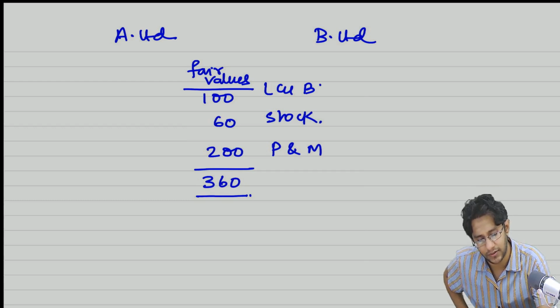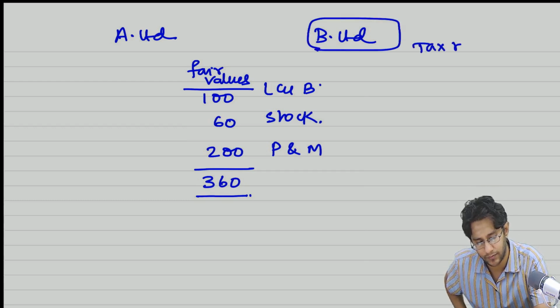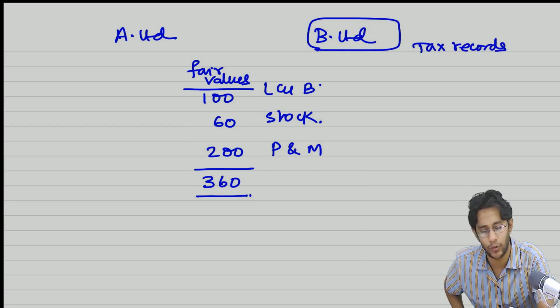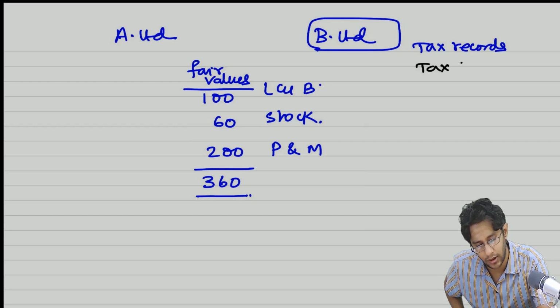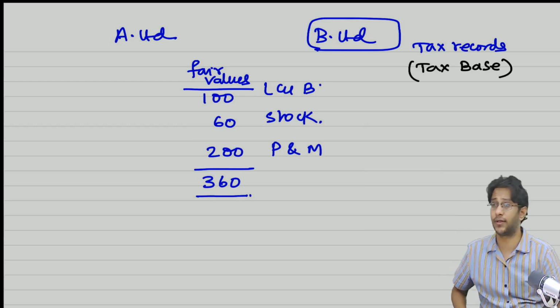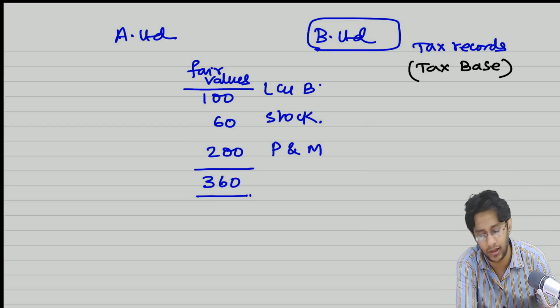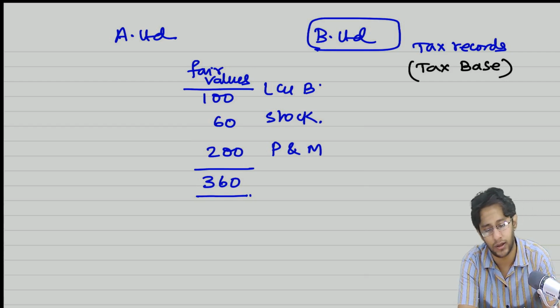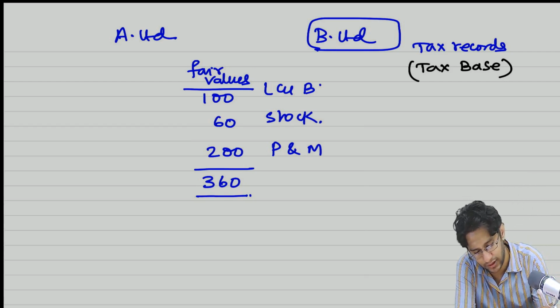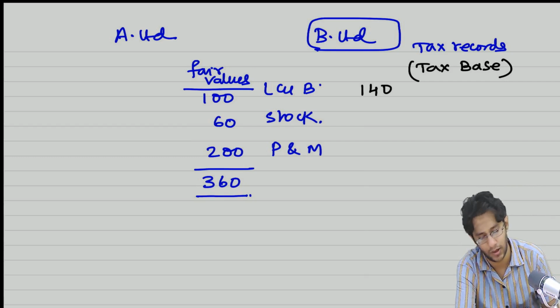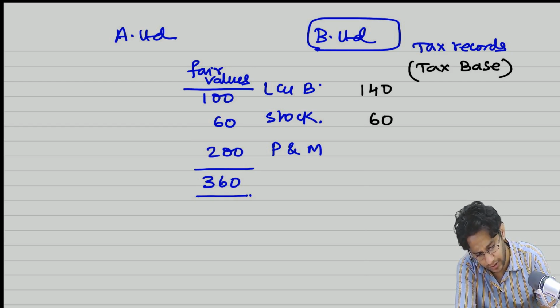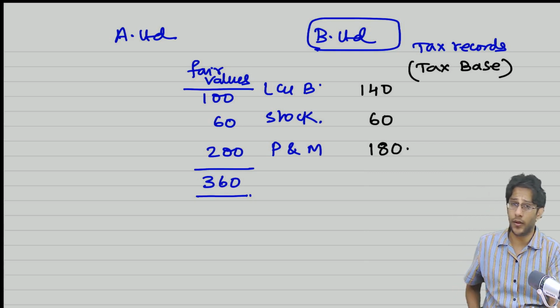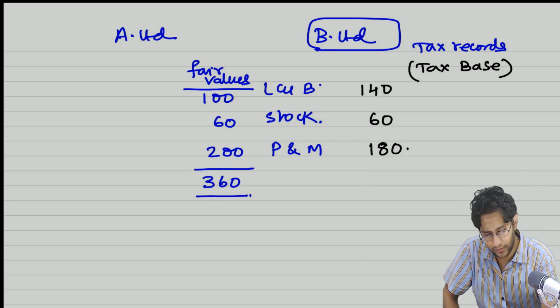Now, in B Limited's tax records, what amounts are there? These amounts, in our Ind AS 12 language, you call as the tax base. So for land and building, even though its market value today is 100, according to the income tax point of view, its value is 140. Stock value, for convenience, let's assume as 60. Plant and machinery value, let us say, is 180. Now these 140, 60, 180 are the tax base.